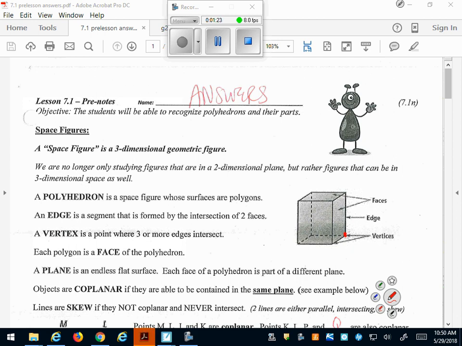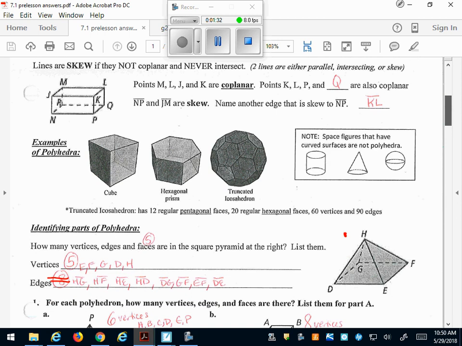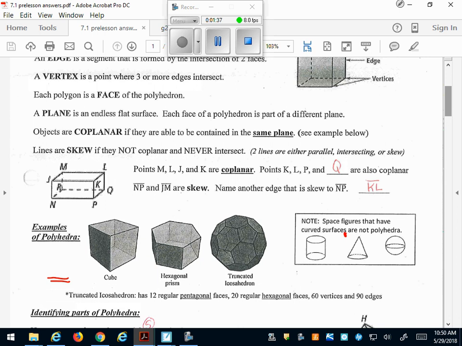Okay. We talked about planes way in the beginning of the year, and a plane is an endless flat surface. So all of these faces are part of a plane. In other words, if you extended these in every direction, they would be part of a plane. So each face you could consider as sort of a piece of a plane, an endless flat surface.